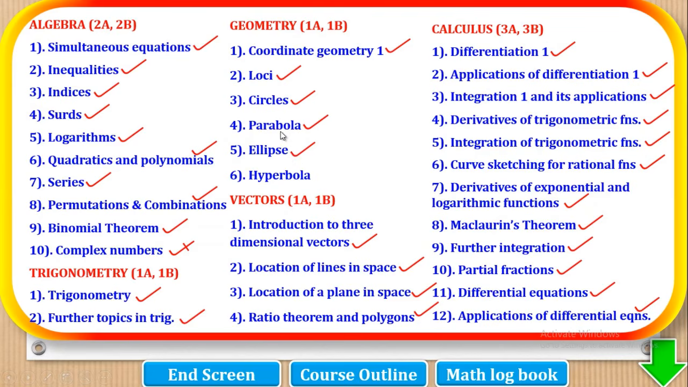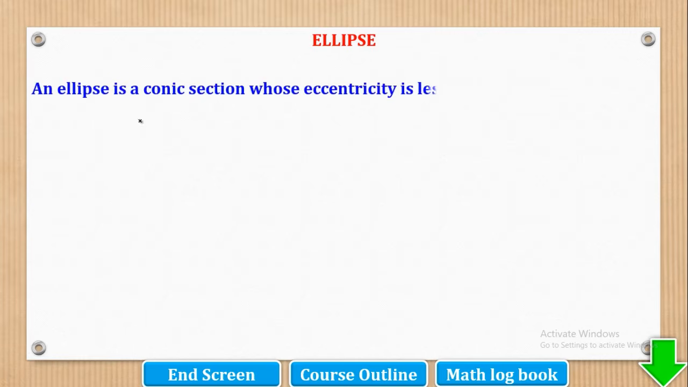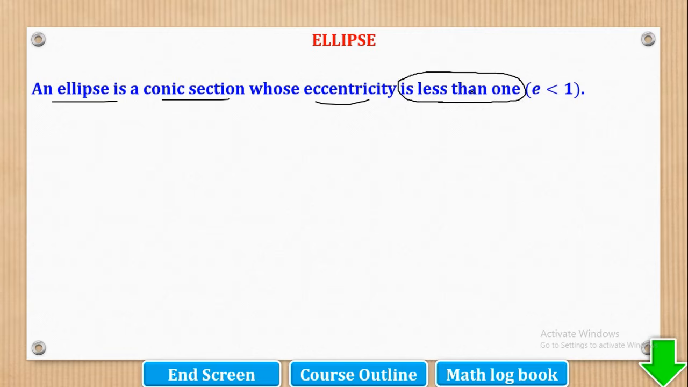And in this video, I'm going to go through the topic of ellipse, which is under geometry. So an ellipse is a conic section whose eccentricity is less than 1. I think you remember that under the video of parabola. So that when the eccentricity is equal to 1, it's a parabola. When it is less than 1, it is an ellipse. And when it is greater than 1, it will be a hyperbola. So in this case, we're going to look at the ellipse whereby the eccentricity has to be less than 1.